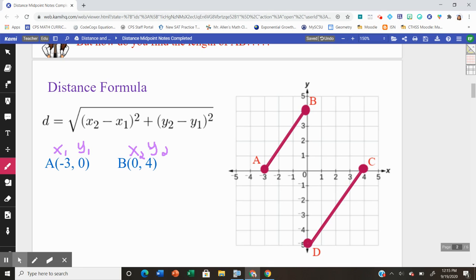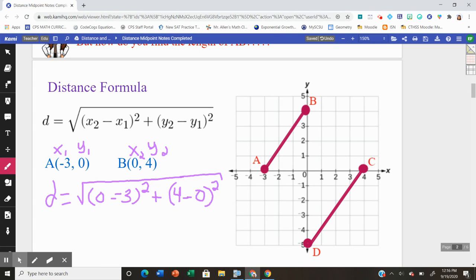So from here, let's plug into the formula. Again, it looks really scary, but it's not too bad. The more we do it, the easier it's going to get. D represents distance. So the distance is equal to the square root of the difference in the x values, so 0 minus -3, squared, plus the difference in the y values squared. So our y value was y2 minus y1, and again, squared.